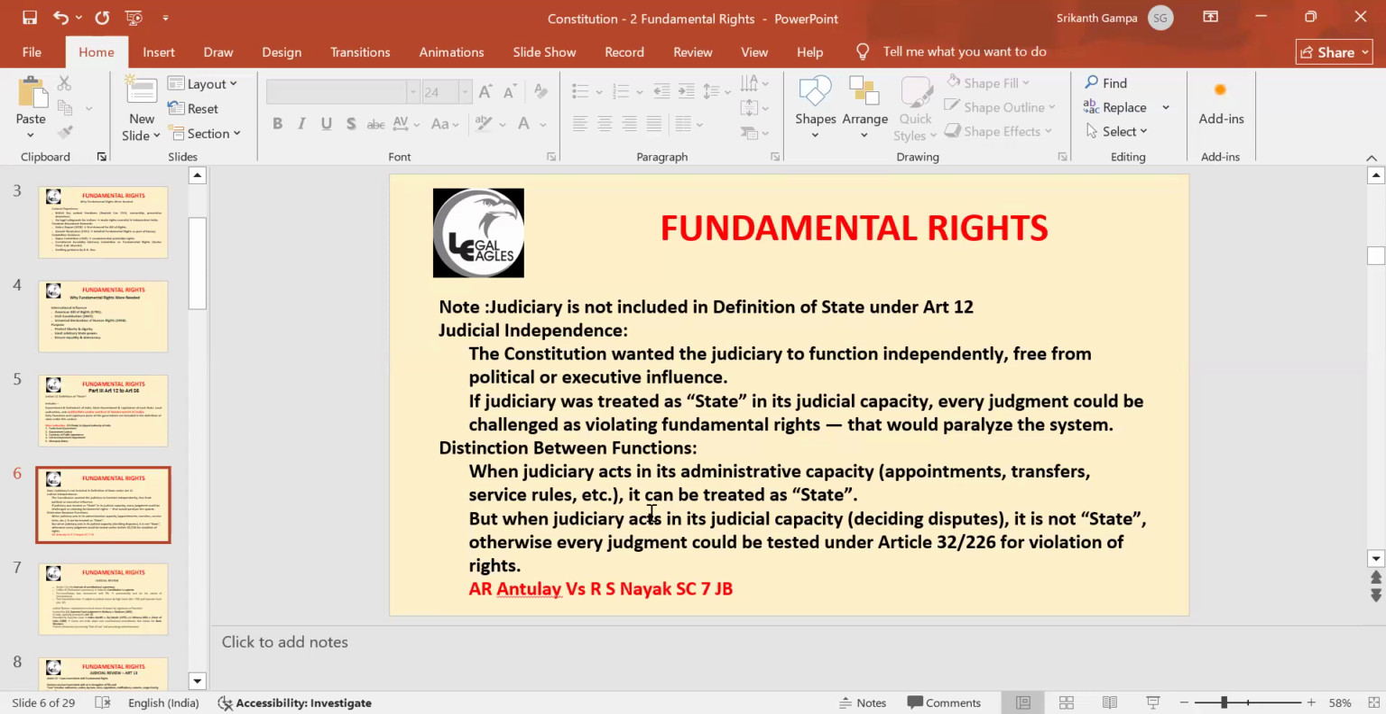The administrative part is related to fundamental rights. So if your fundamental rights are affected because of the administrative part of the judiciary, then judiciary will be treated as state, and you can go to court to protect your rights because of the actions of any judiciary administrative act. Your fundamental rights are affected, you can go to the court. Clear?